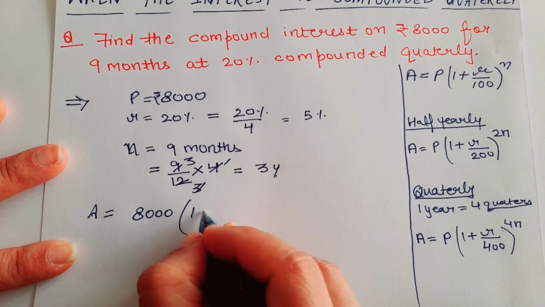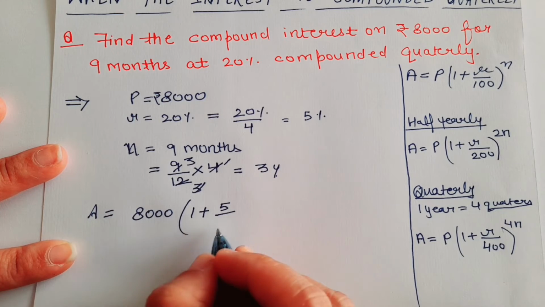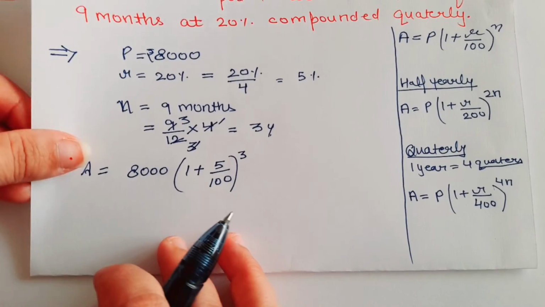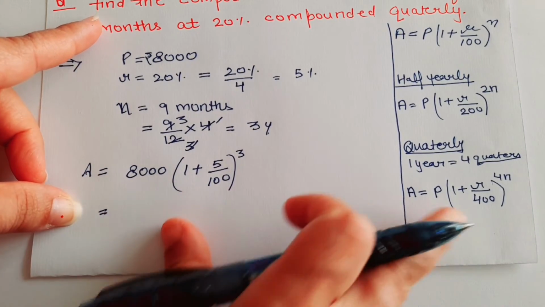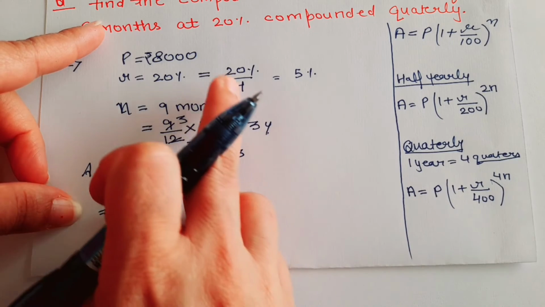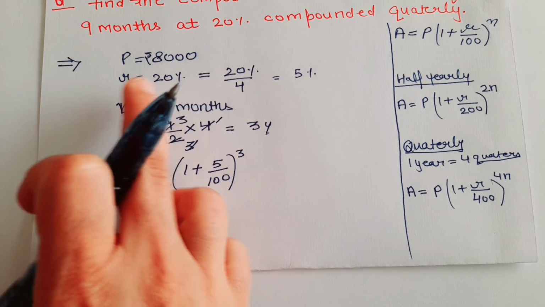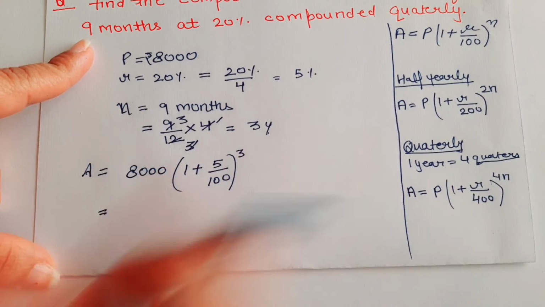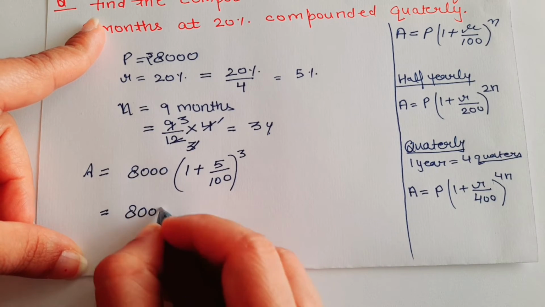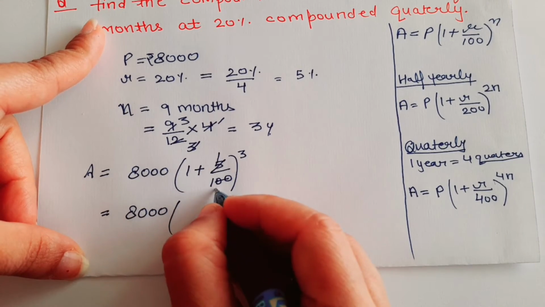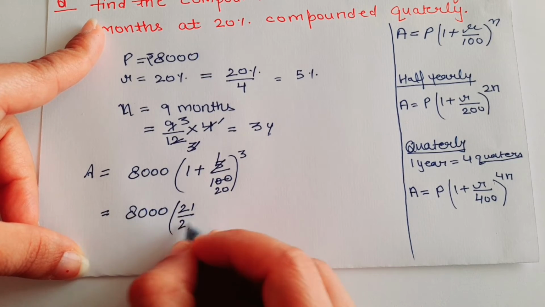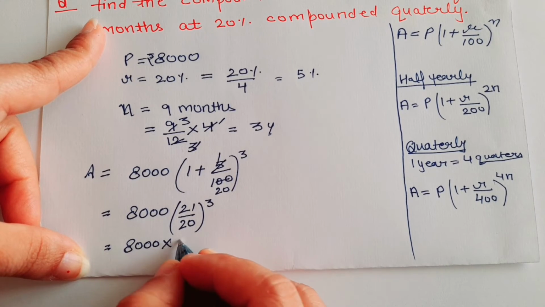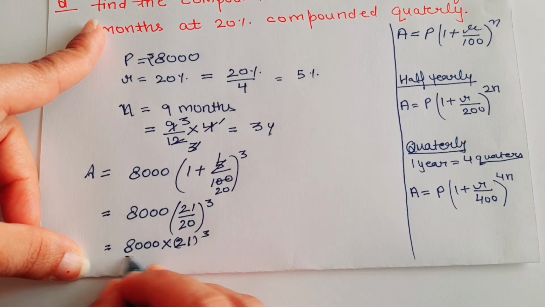So what is the formula for amount now? 8,000 times 1 plus 5 by 100, raised to power 3. We are not writing 400 because we have already divided by 4. Either you can divide by 4 here, or you can directly substitute in this formula. So 8,000, 5 ones are 5, this is 20. You will get 21 by 20 raised to power 3. So this is 8,000 multiplied by 21 cube by 20 cube.